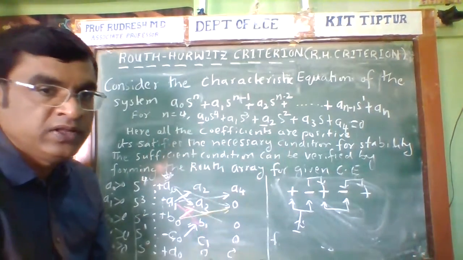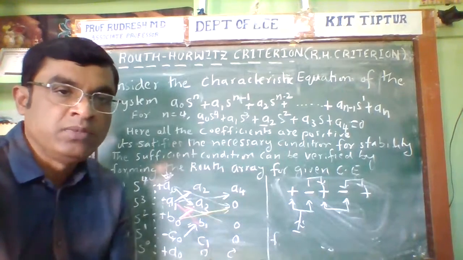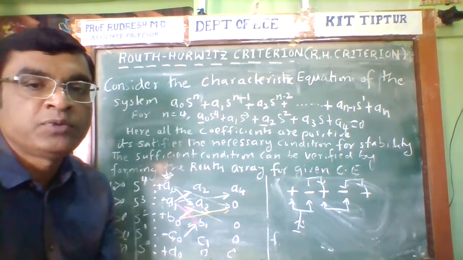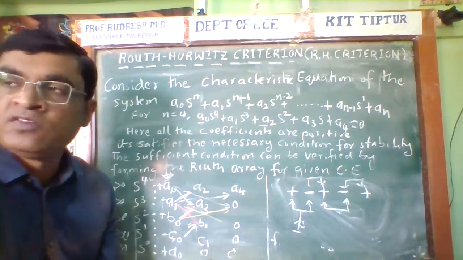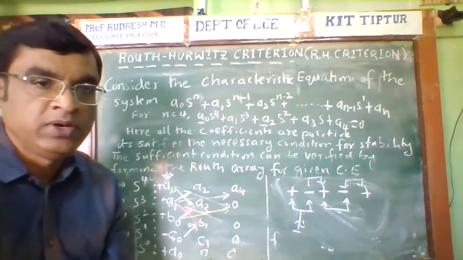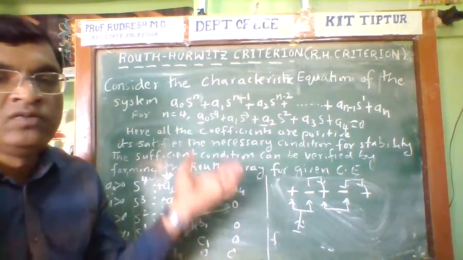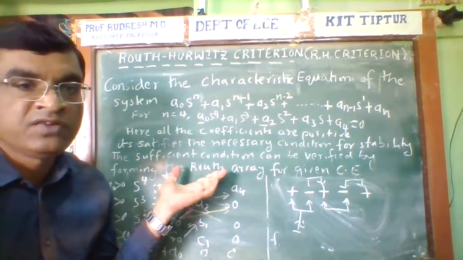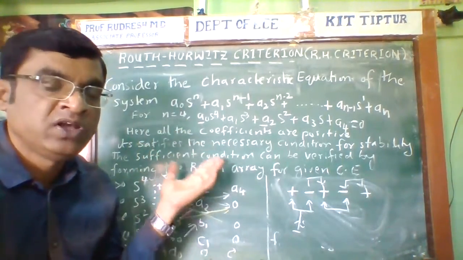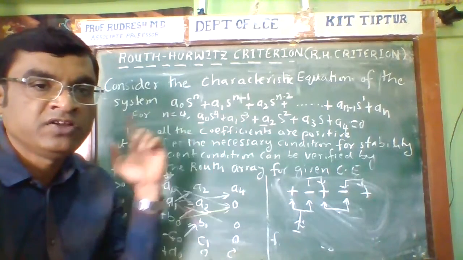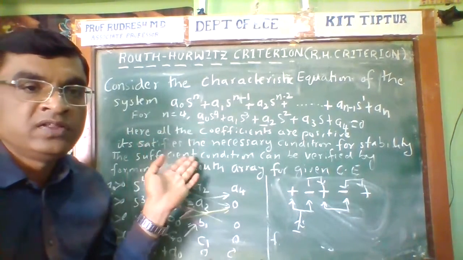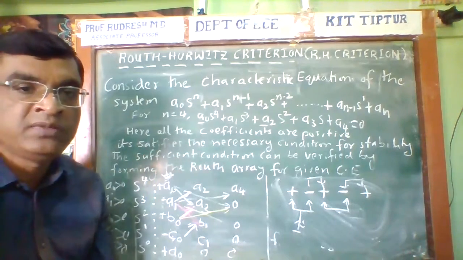This is the way of analyzing the stability by using the RH criteria. The RH criteria is an analytical procedure for verifying the system stability. The first step in analyzing the system stability by using the RH criteria is to verify the necessary condition of stability and the sufficient condition of stability. Regarding this, I have clearly explained it in my class notes.